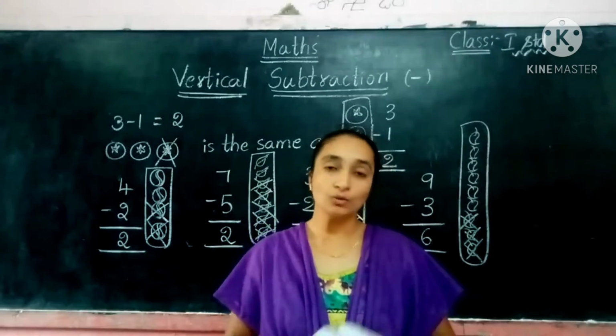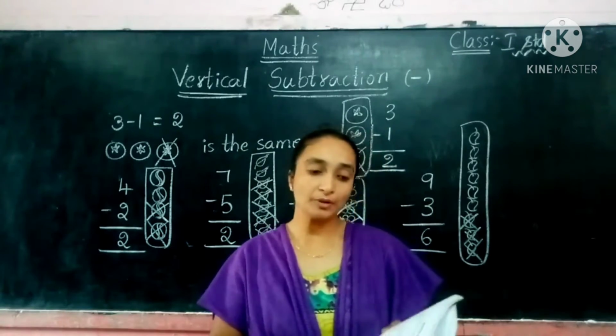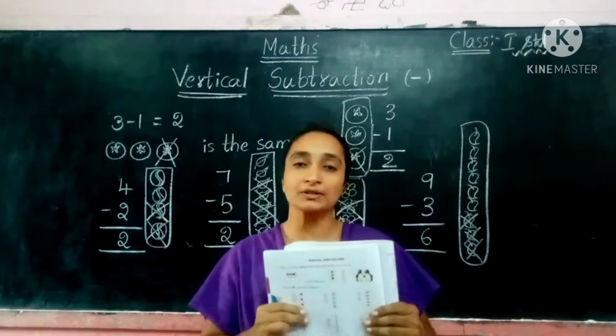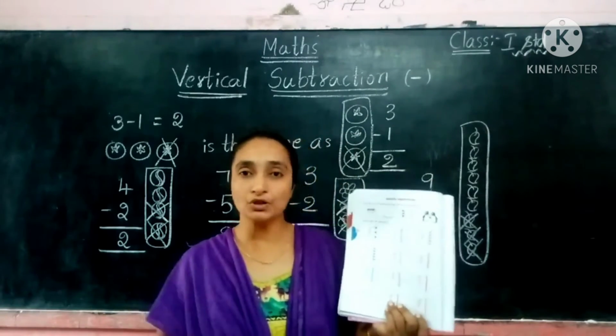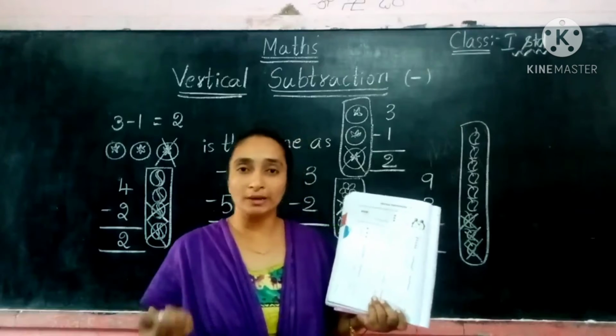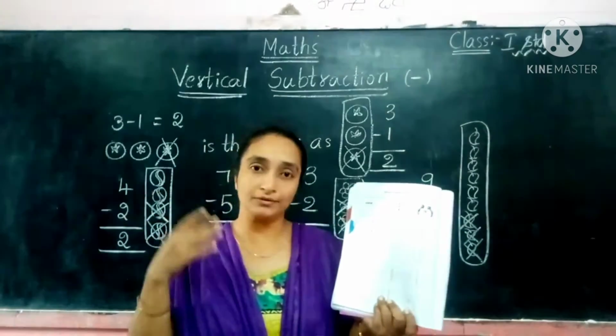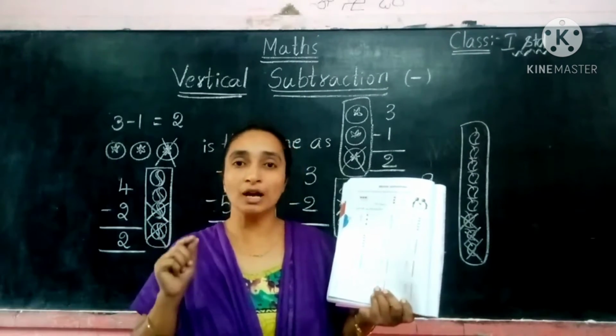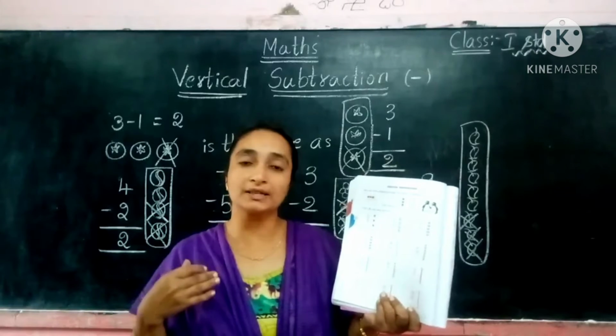The page number 112. The page number 112 here, vertical subtractions. So already they have given a picture for you. So you need not worry about the picture. They have drawn the pictures. Just you have to count the second number. How much is the second number?